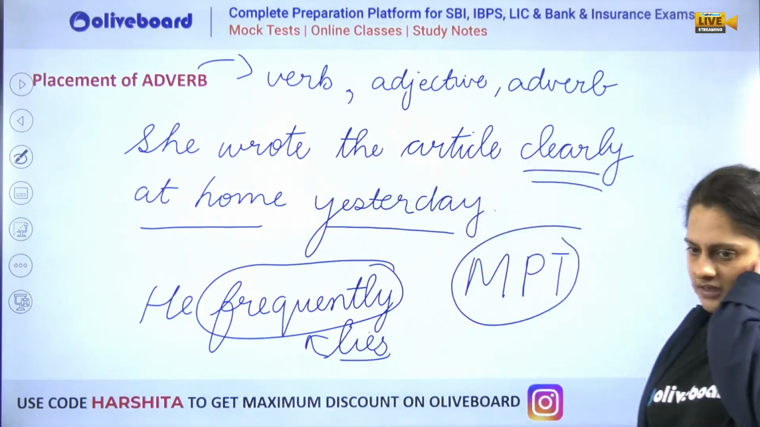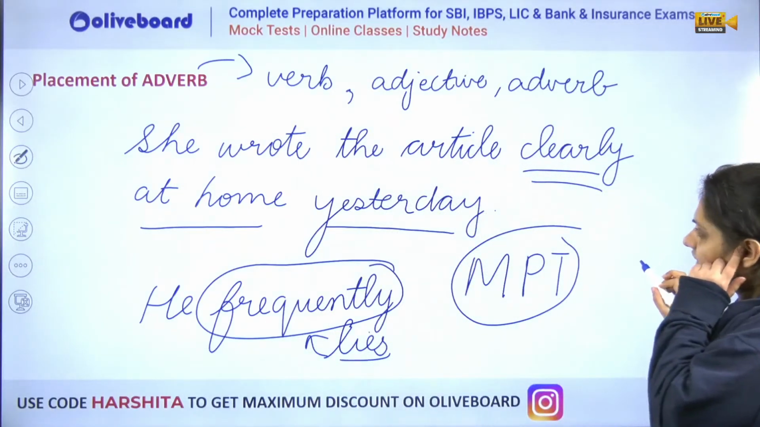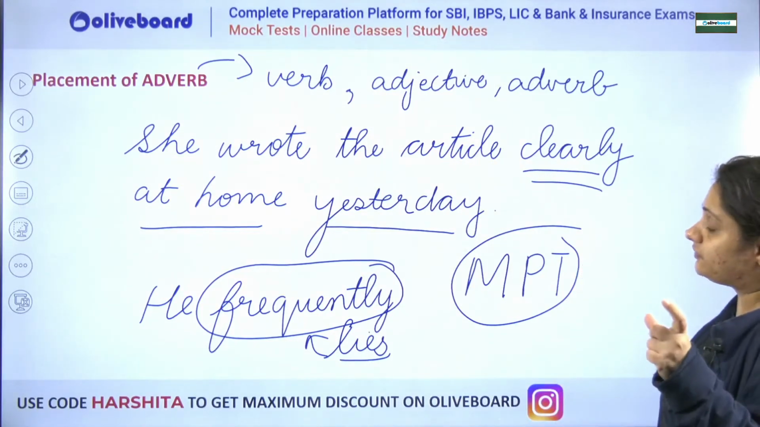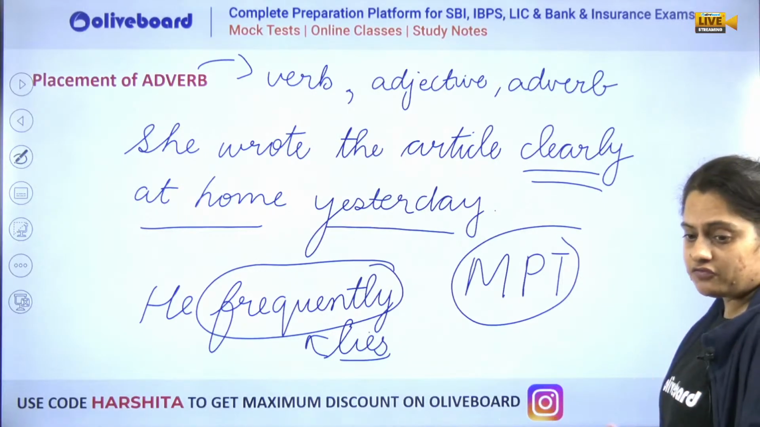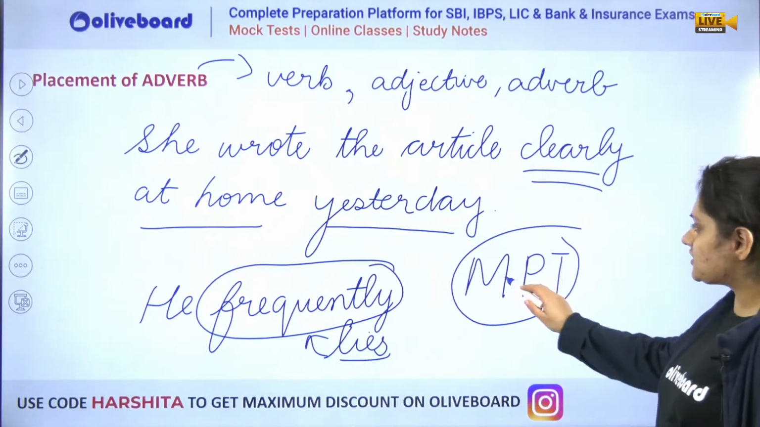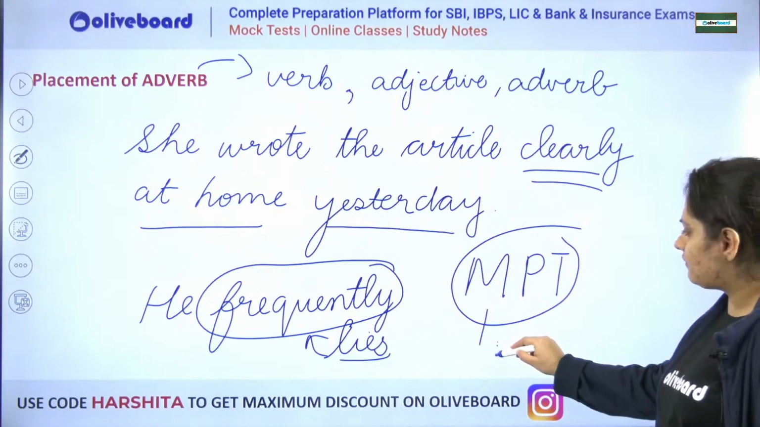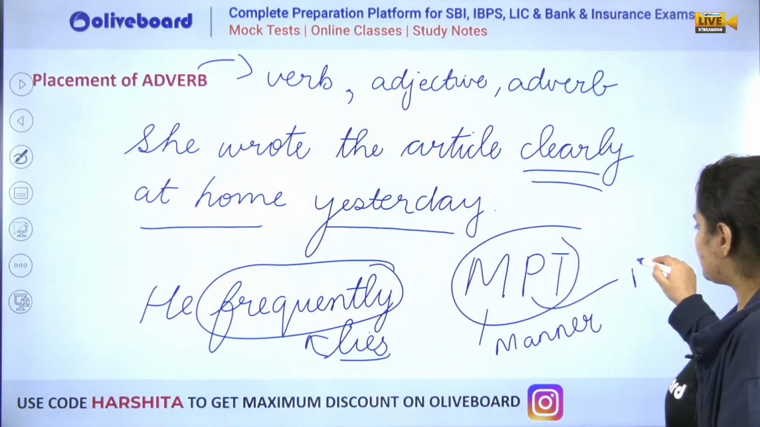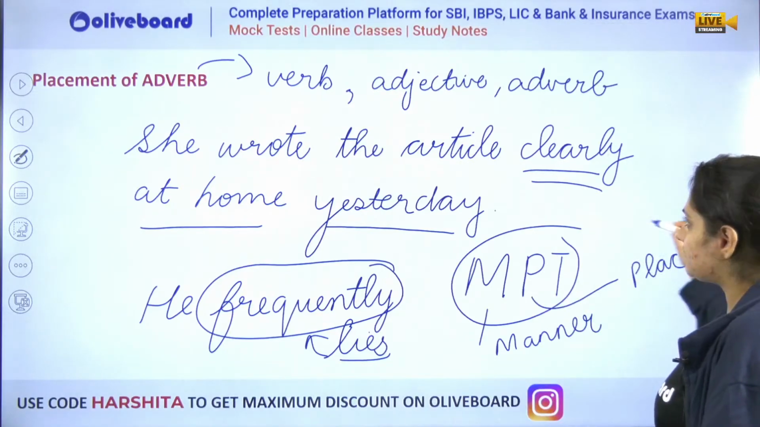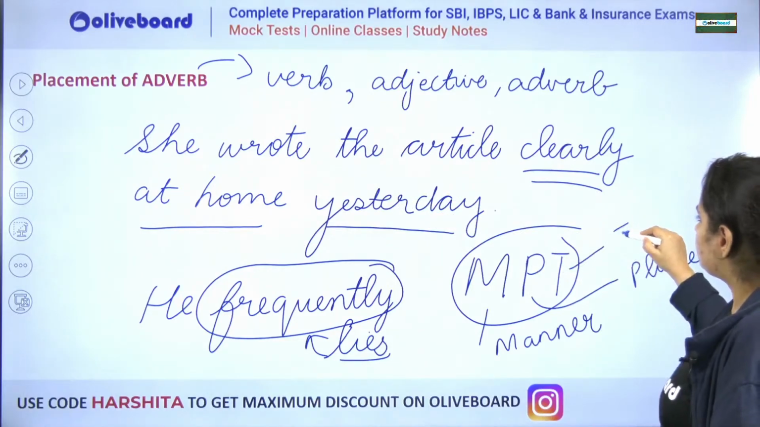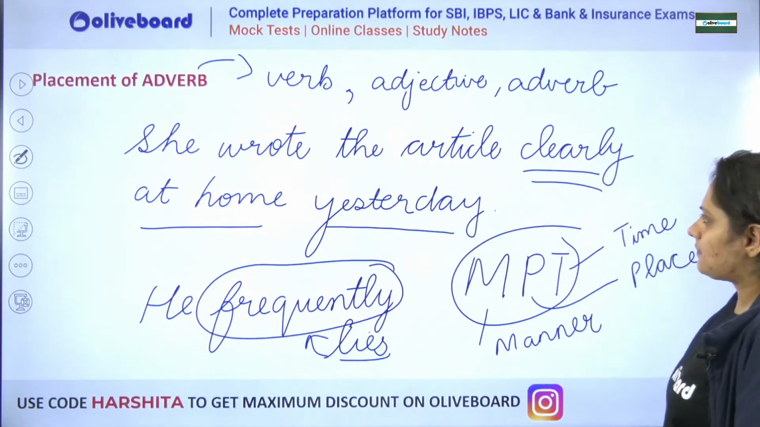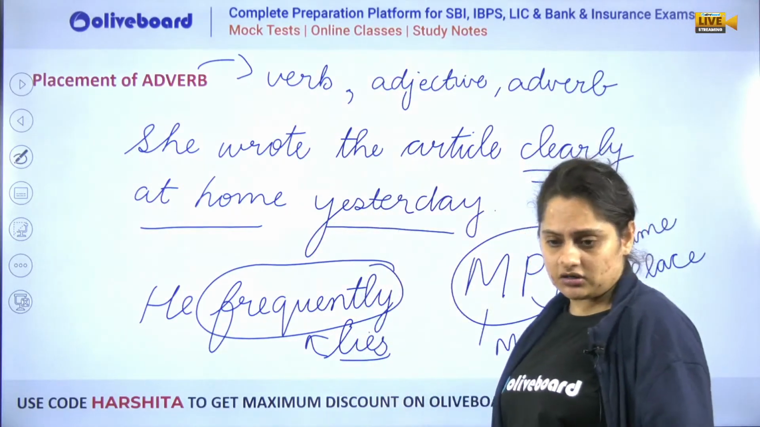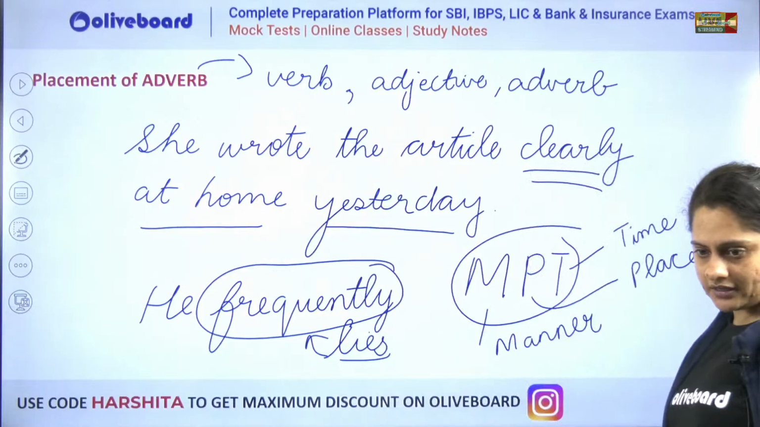So this is one thing, right? Anytime you see an adverb, you have to understand the placement. Where will that adverb word fit? After the verb, before the verb, after the object. MPT rule, guys. Adverb of manner first will come, how the action has been done. Adverb of place, where the action happened, for example, in this, at home. Adverb of time, what time did the action happen. Manner, how, clearly. Place, at home. Yesterday is your time. Manner, place and time.